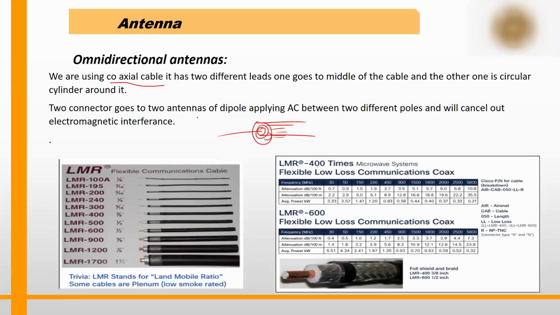Two connectors go to antennas of dipole, applying AC between the two different poles, and will cancel out electromagnetic interference. So this much shielding is done to cancel the electromagnetic interference. Suppose the AC signal is passing through this copper wire and you bring a mobile phone near to this, then there will be some electromagnetic interference that will happen, right? Because of the electronic device. So to avoid that, there will be a thicker shield outside this copper wire.